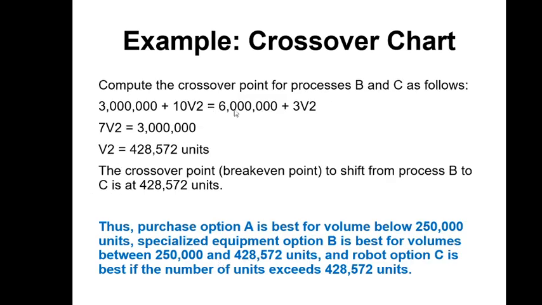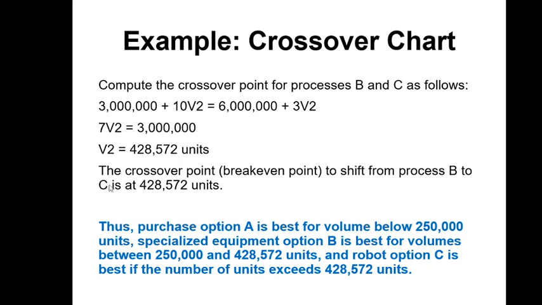Then you will do again the intersection. You will find the intersection point, or we call it the crossover point, between B and C in order to solve for V2, or number of units as a quantity 2. Then it will be 428,572 units, which means if the number of units that you are going to produce exceeds the 250,000 up to 428,572, then it's better to use process B.